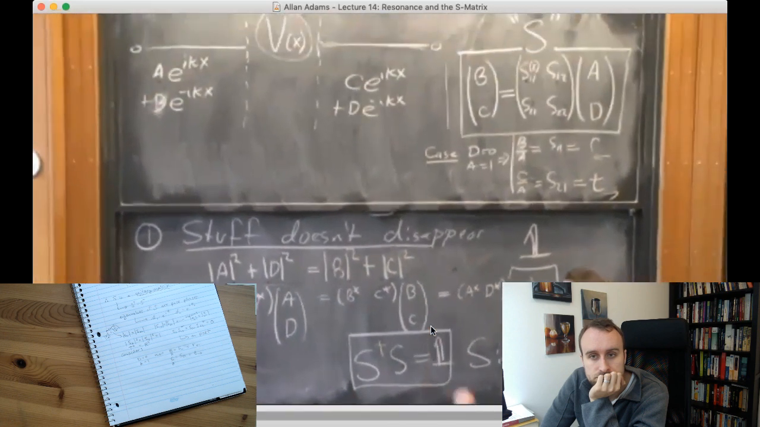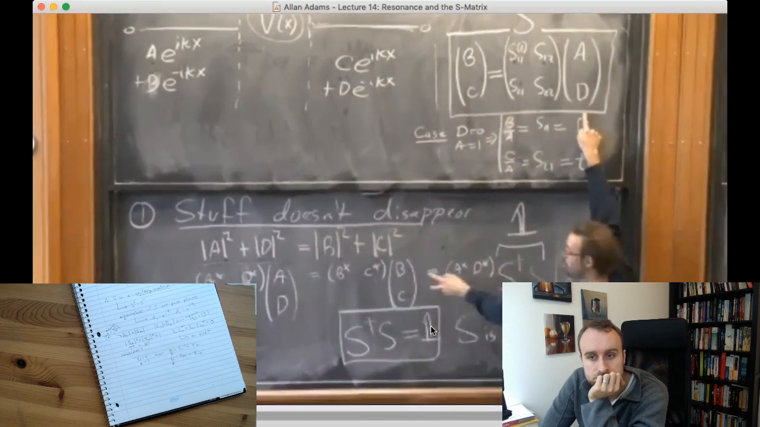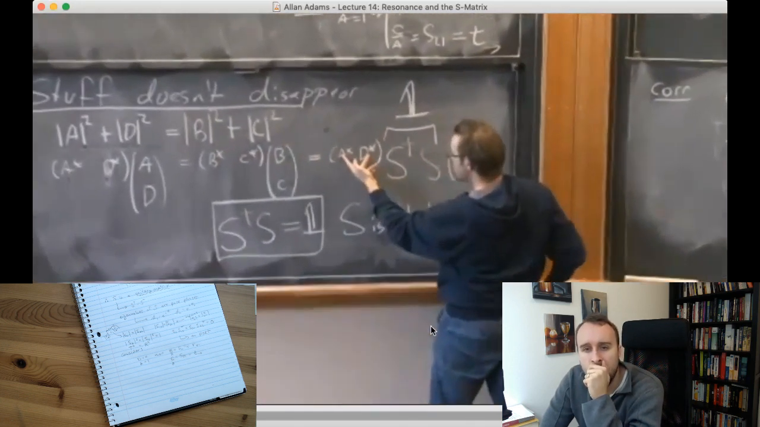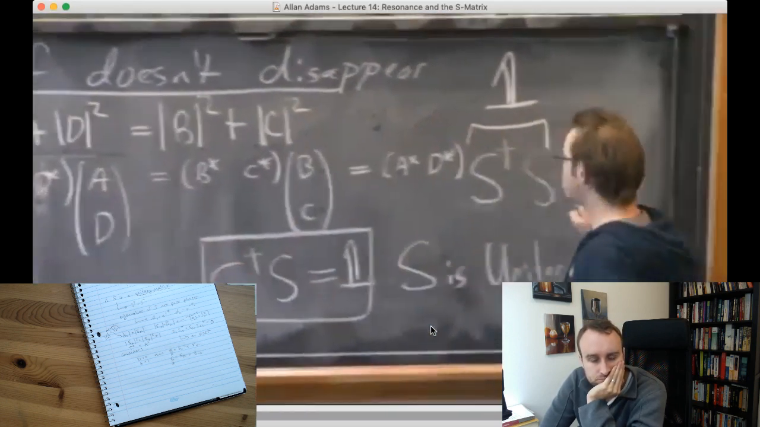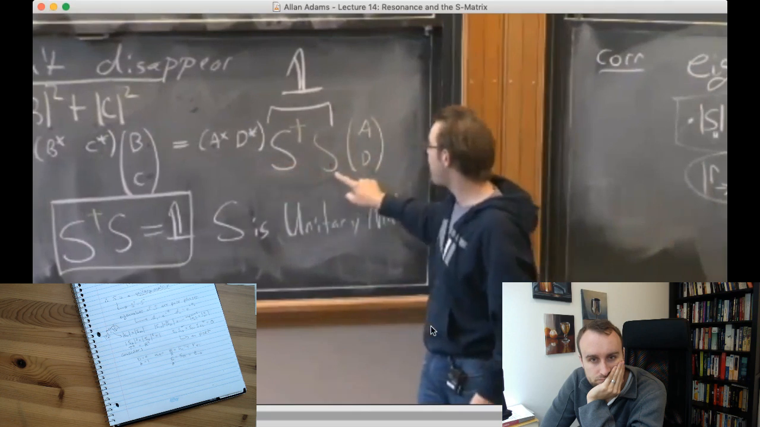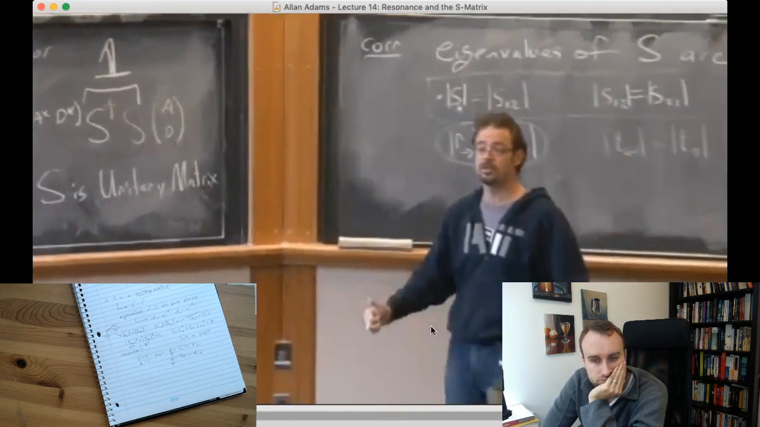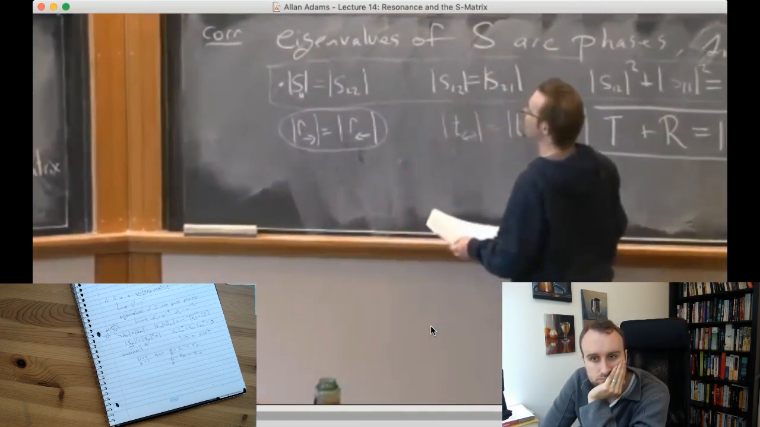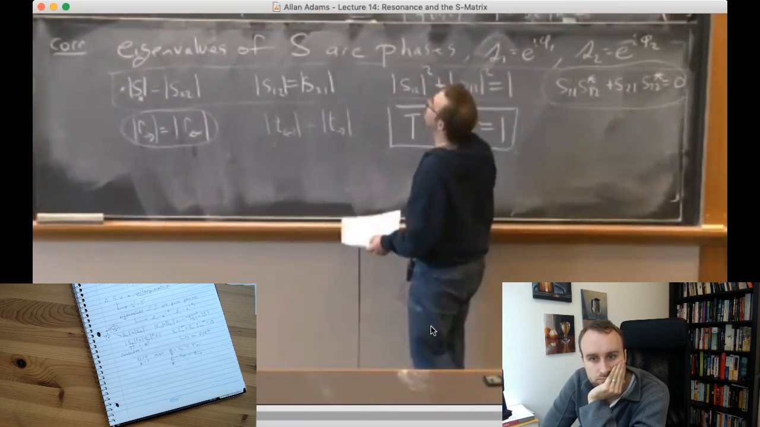And then we use the definition of S. This column vector, BC, is equal to S times this column vector, AD. And when we take the transpose complex conjugate, I get AD transpose complex conjugate, S transpose complex conjugate, but that's the S adjoint. But in order for this to be true for any vectors A and D, it must be that S dagger S is the identity. But that's the definition of a unitary matrix. Cool? Others?